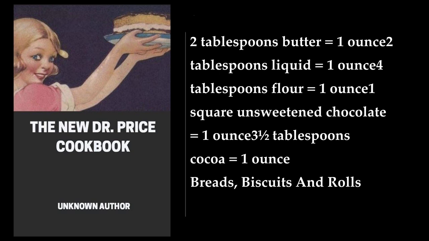2 tablespoons liquid equals 1 ounce. 4 tablespoons flour equals 1 ounce. 1 square unsweetened chocolate equals 1 ounce. 3 1/2 tablespoons cocoa equals 1 ounce.